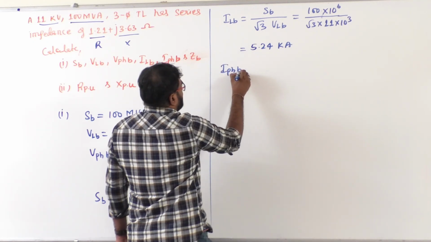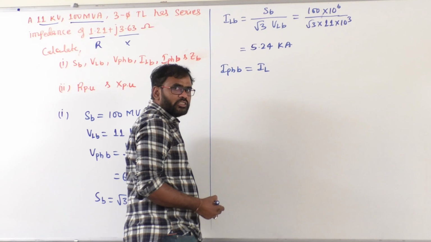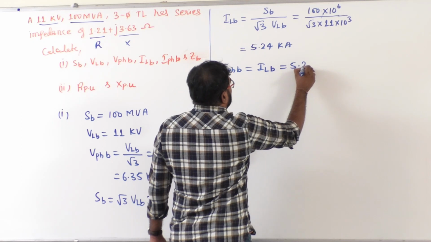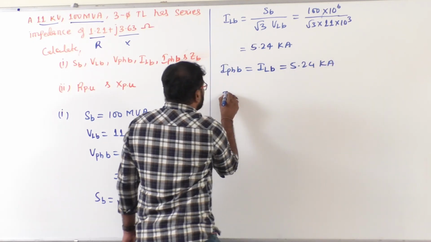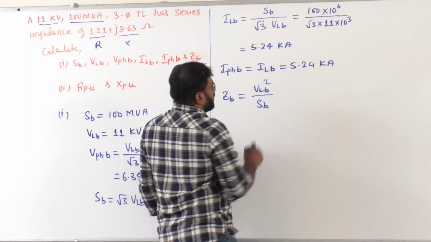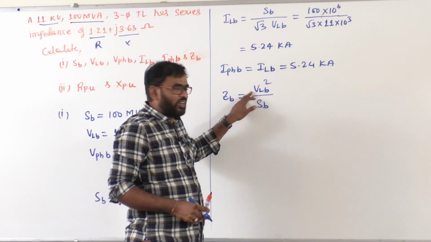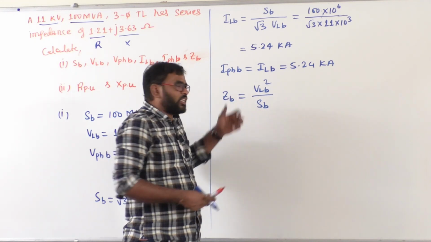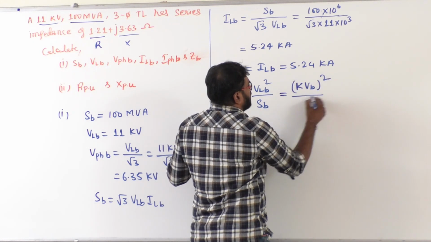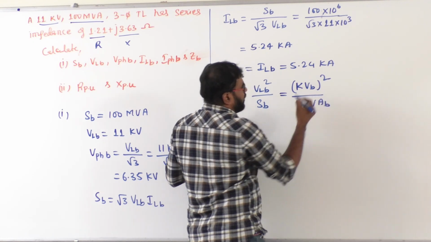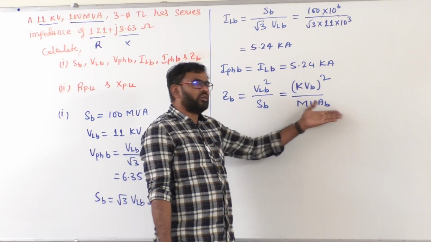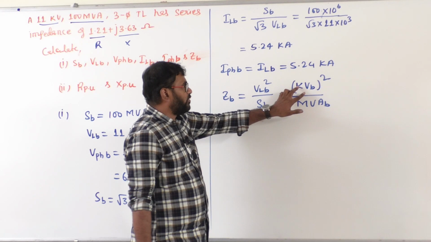What is I phase base? Since a transmission line is treated as a star connection system, I phase base equals I line base, that is 5.24 kilo ampere. Now what is Z base? Simply V line base whole square by S base. If you are substituting this in kV, you should substitute S in MVA. So nothing wrong to write it as kV base squared by MVA base. Clear? So k squared and M get cancelled, and simply V square by VA we get.